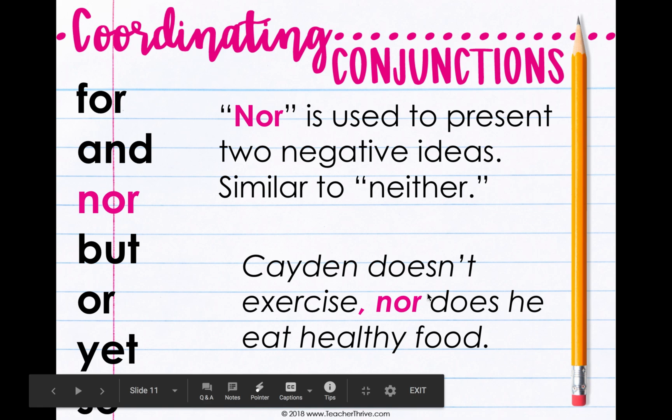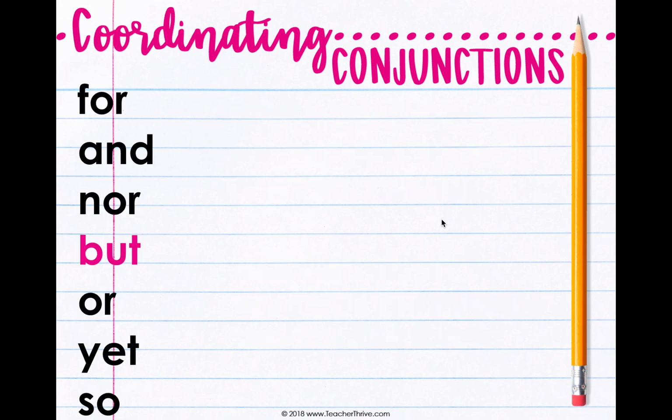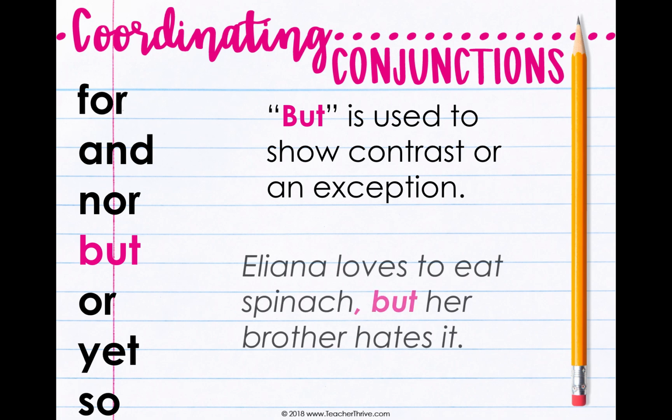Caden does not exercise. Neither does he eat healthy food because nor is used to present two negative ideas and it's similar to the word neither. Our next conjunction is the word but. But is used to show contrast or an exception. Remember, don't start your sentence with the word but. It's used to join two simple sentences.